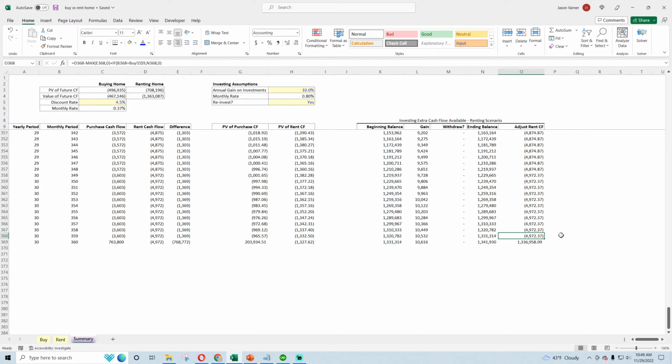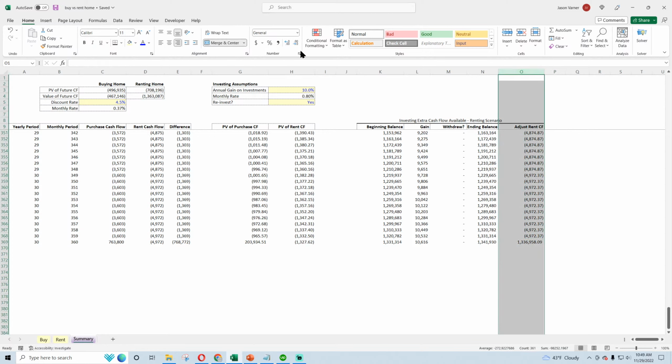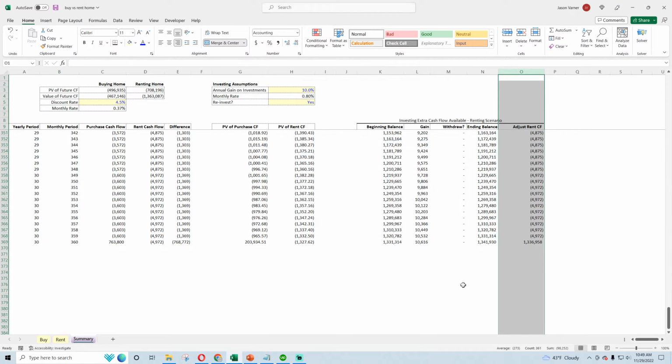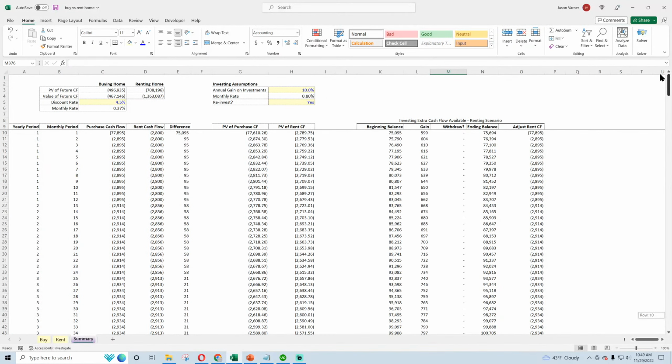And these are just the rent payments all the way through. Okay, we're going to get there, guys, I promise. So now, assuming an investment scenario, here's your adjusted cash flows for renting.